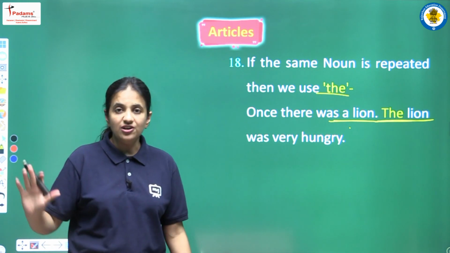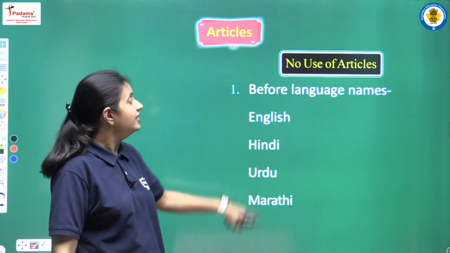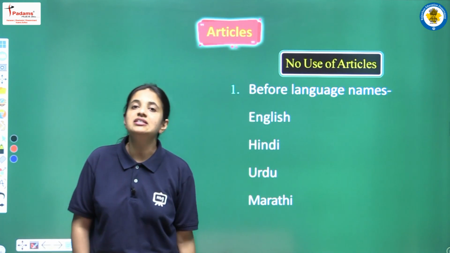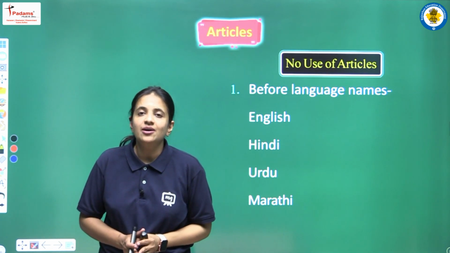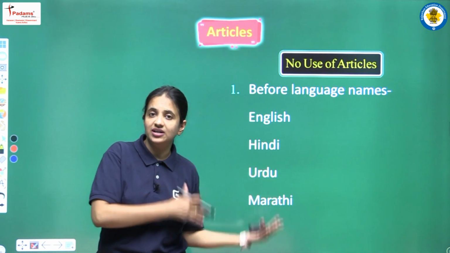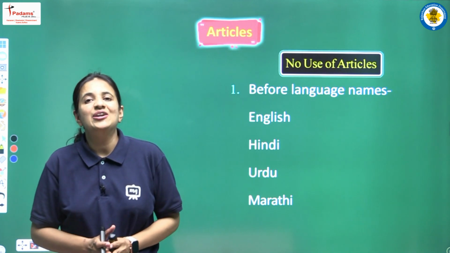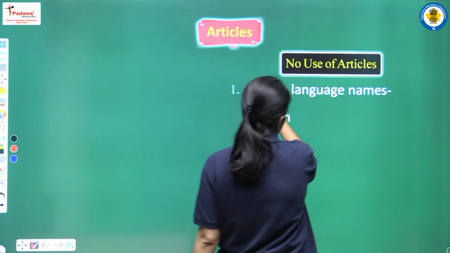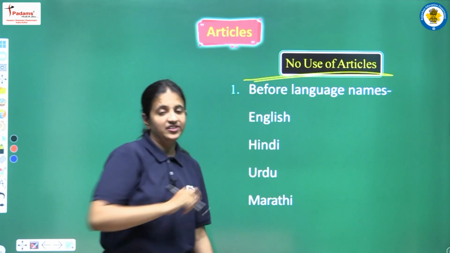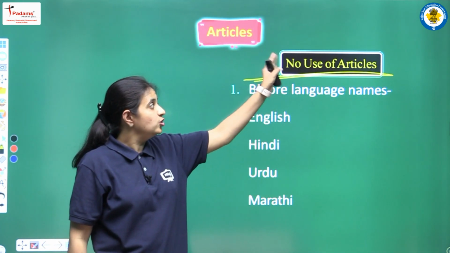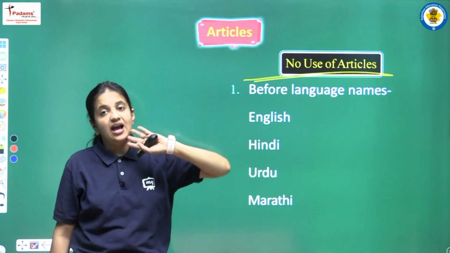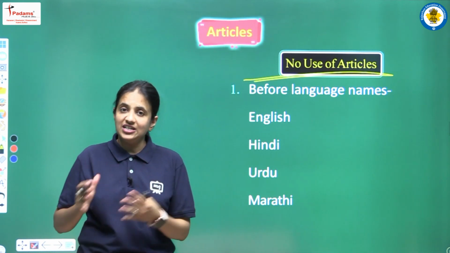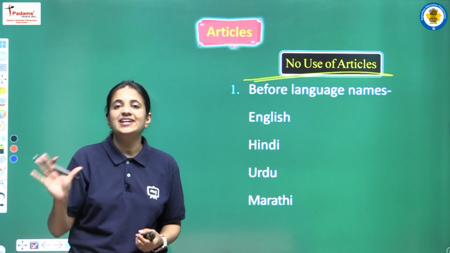Alright. Moving on, we are having one more point here, that is no use of articles. So students, we are having some words. If any of these words are given in a sentence, then we cannot use any article. So what are these words that we will read in this category? This point is known as no use of article. There are some particular categories, some particular words. Before these words we cannot use any articles.